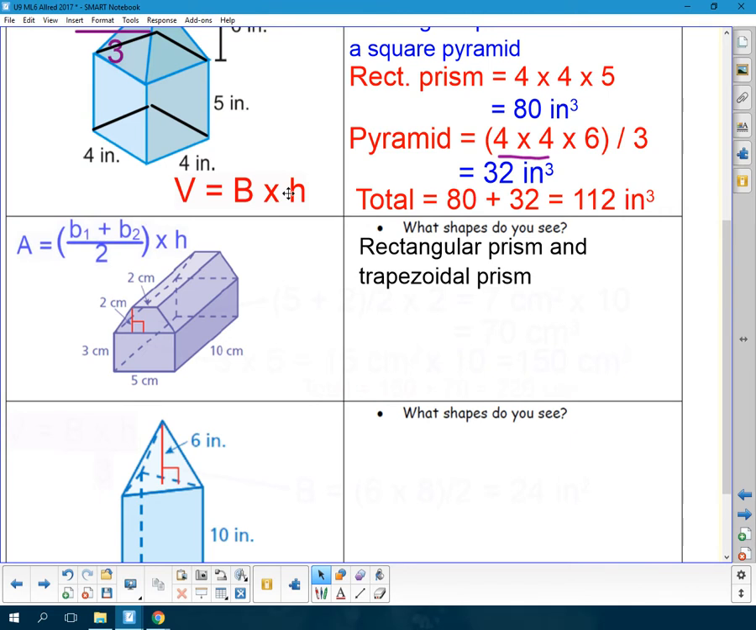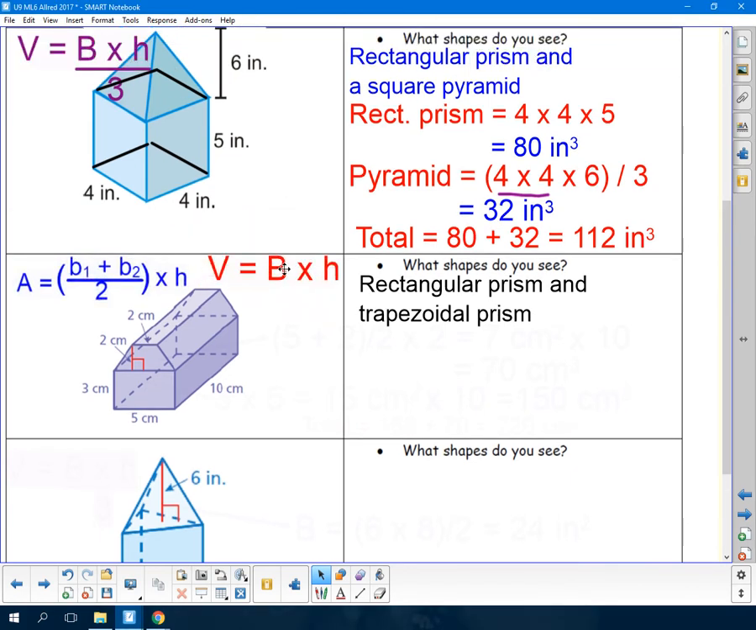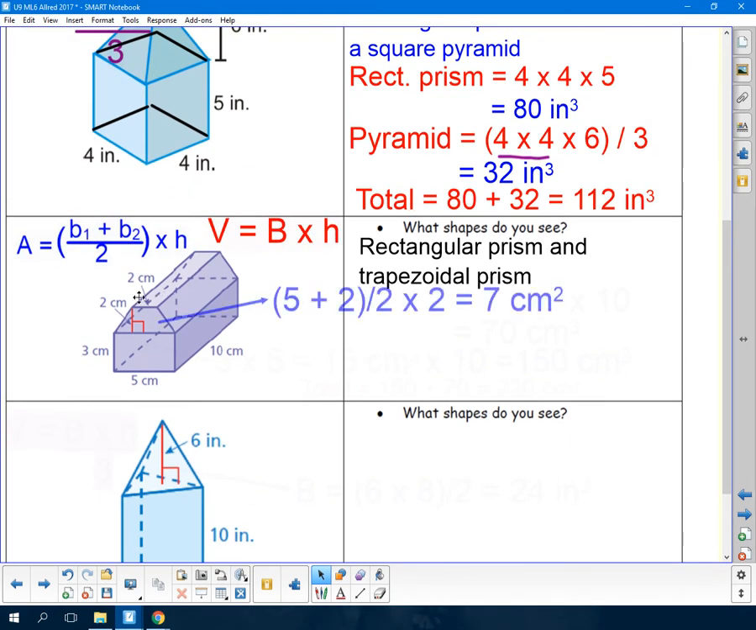I apologize for that. Okay, we're going to do 70 plus 150. The two total volumes together is 220 centimeters cubed. Okay, I've solved 3 math problems for you.